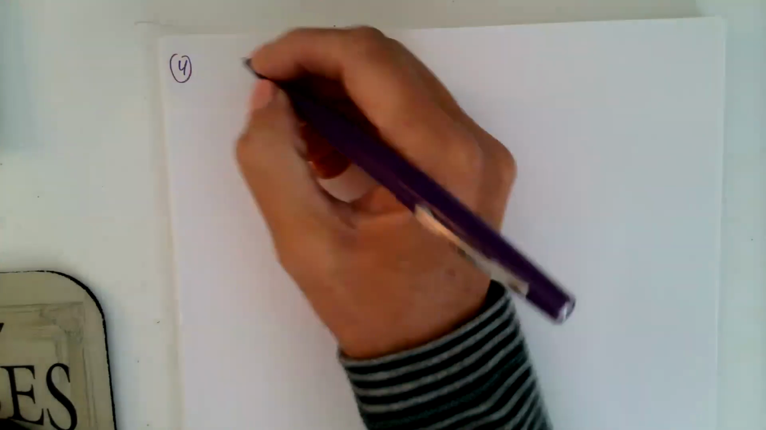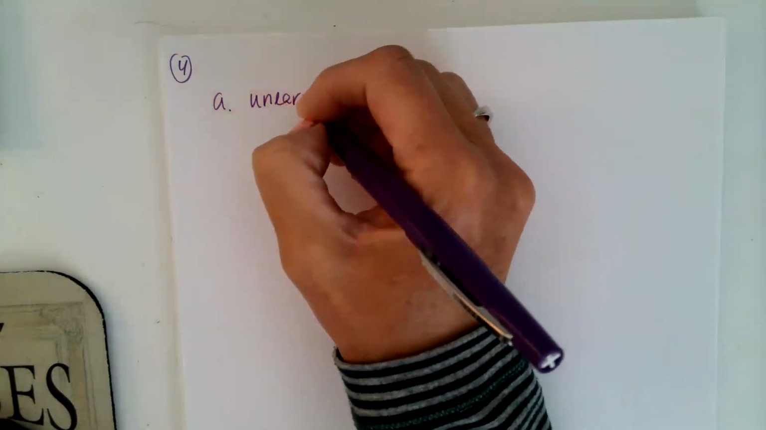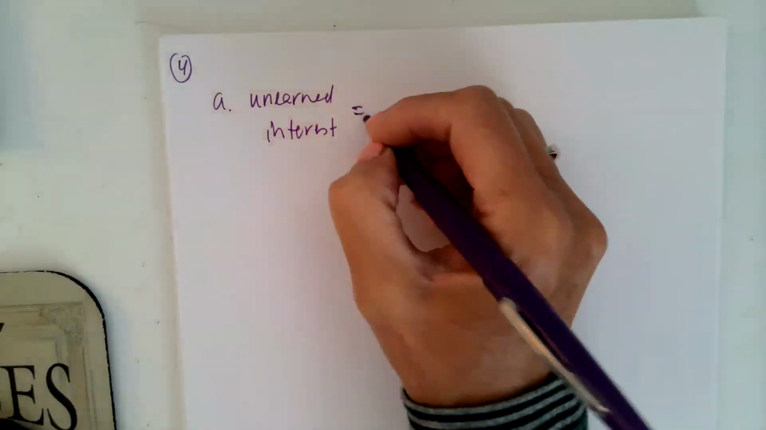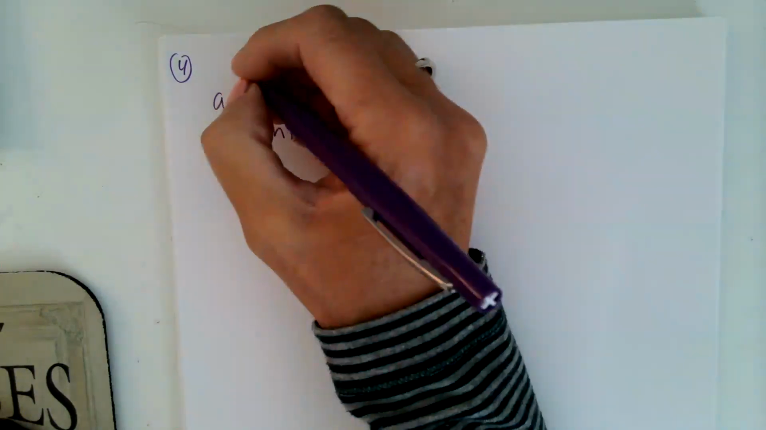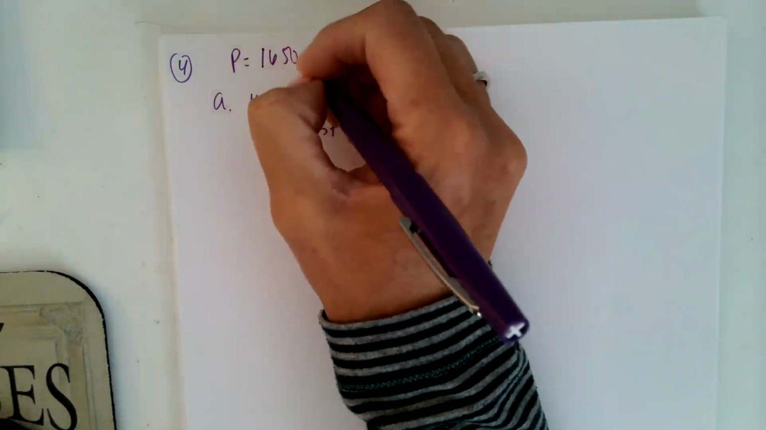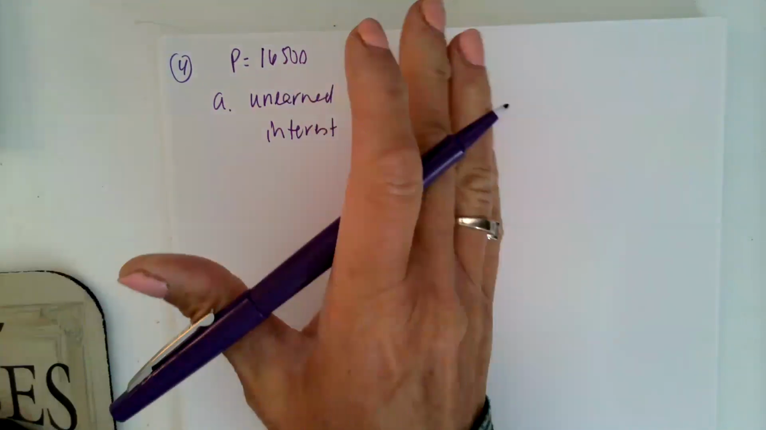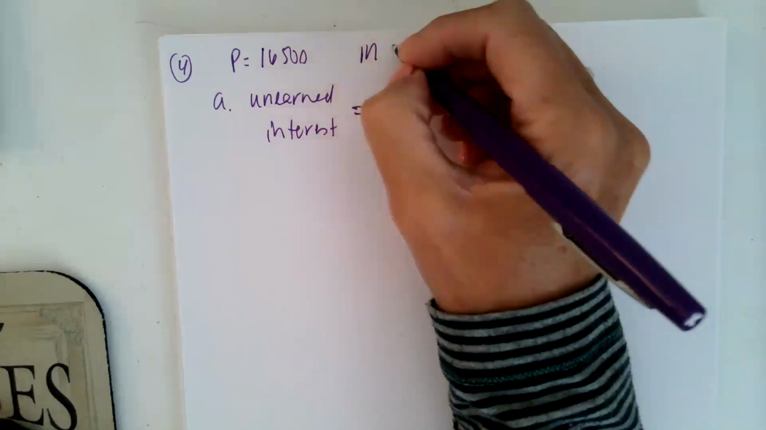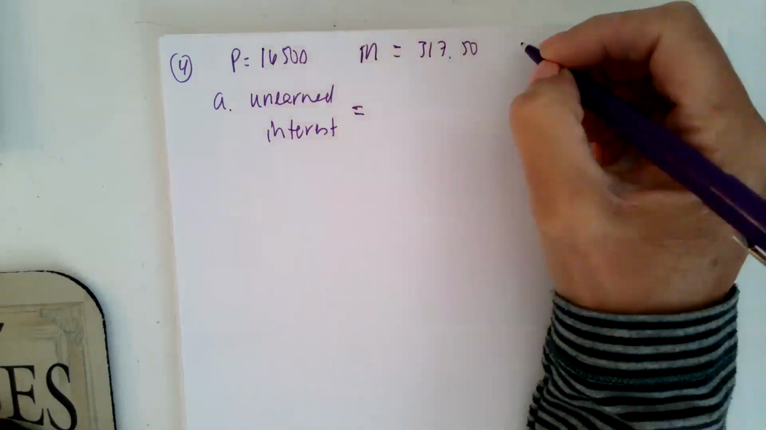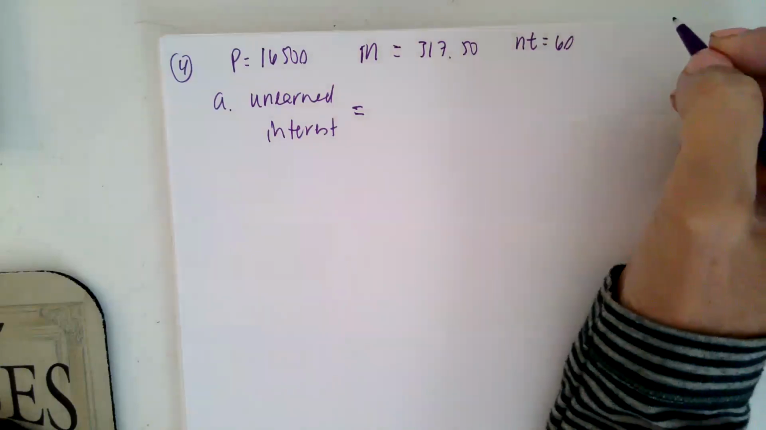So the interest saved is going to be the unearned interest. And when we say unearned, it means the bank has not earned it from us because we paid off that item early, so many months early. So our principal is $16,500. That's what we're borrowing. We don't know what the original amount of the truck loan was. The monthly payment they said was $317.50, and our total number, N times T, our total number of monthly payments was 60.